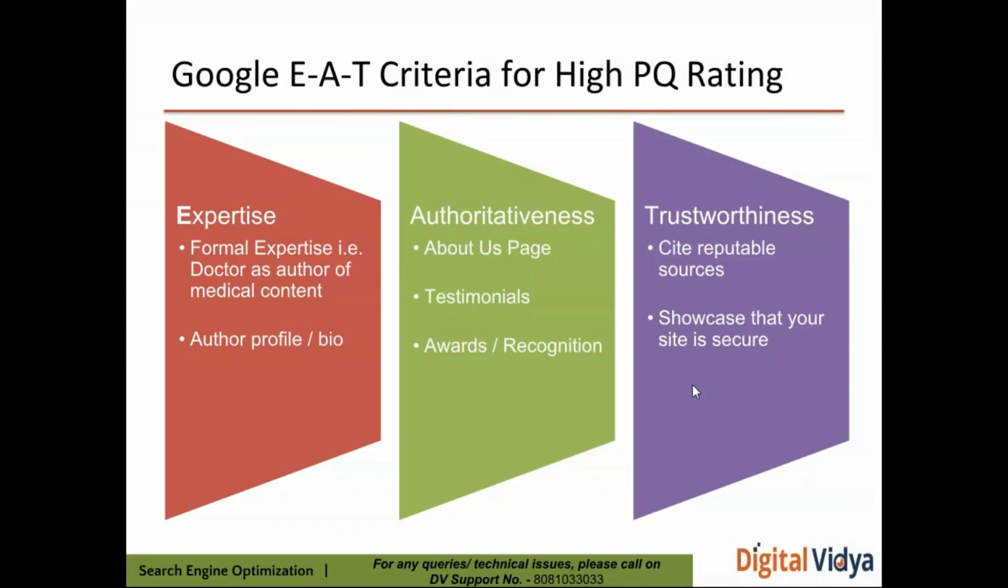So apart from page quality rating, there is a criteria called EAT criteria. EAT stands for expertise, authoritativeness, and trustworthiness. So in order to get a high page quality rating, especially when you are a YMYL site or YMYL page, you should have expertise. You need to show the expertise in your area. For example, if you are a doctor, then you should upload your certifications on your website. If you have noticed, every doctor website that you'll see will have certification mentioned. It not just creates trust in the user, but it also adds to the expertise in your website, right?